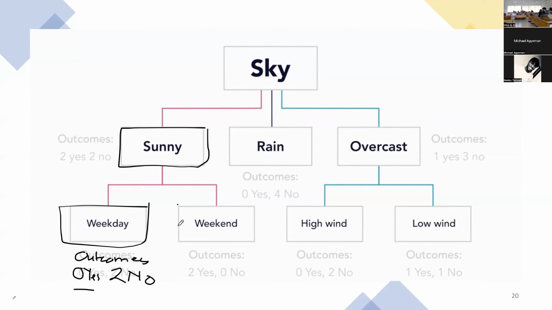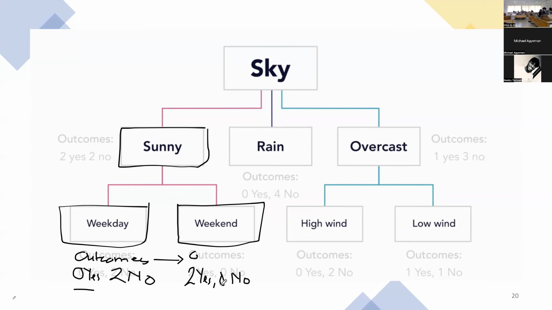And if it were sunny and a weekend, the outcome is the other way around. If sunny on a weekend, Yash went to the beach on 2 counts from the data that we have. And there was no instance that Yash did not go to the beach.